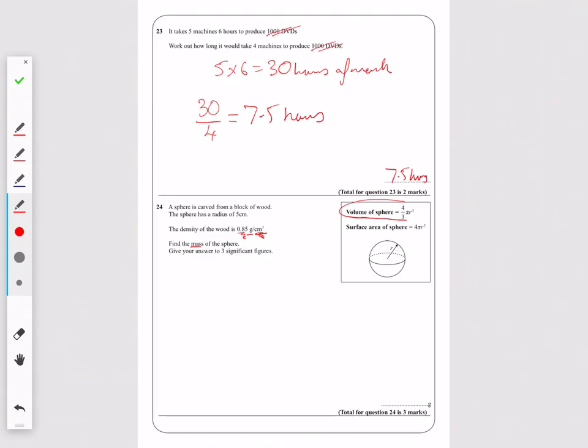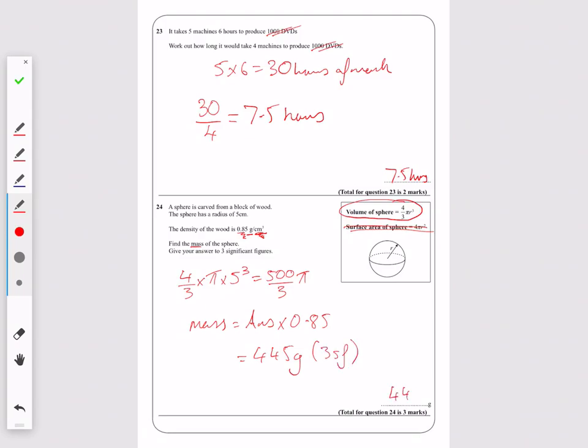So we're going to use this formula here. We're not going to use that one. They will give you both for the sphere, but we're only going to use the volume. So it will be 4/3 times pi times 5 cubed, and that would give you 500 over 3 pi on your calculator. And then to work out the mass, we're going to use the answer button on your calculator, just to leave that in there, times 0.85, and that will give you 445 grams to 3 significant figures like it asked for. So 445 grams. 3 significant figures just means the first 3 digits of the number, so 445.